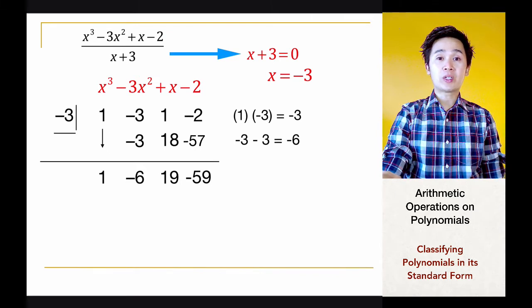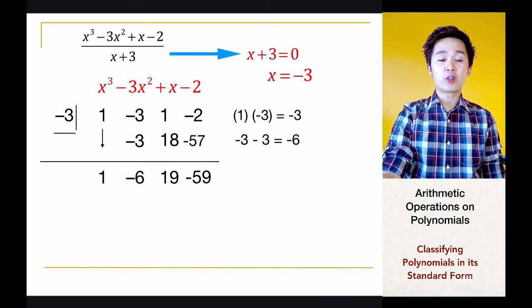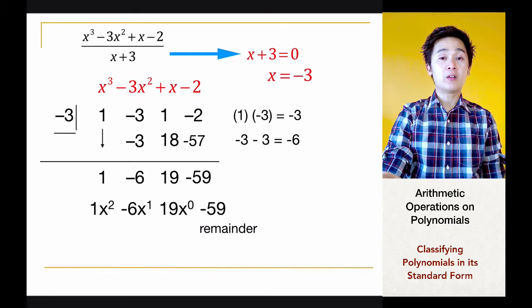Just like what we did a while ago, if the highest exponent of your polynomial is 3, your quotient will have a highest exponent of 2. So you always just subtract 1 from the highest exponent of your original polynomial for your quotient to be valid. So you'll end up with 1x squared, negative 6x to the first power, 19x to the 0 power, and negative 59 is going to be our remainder.